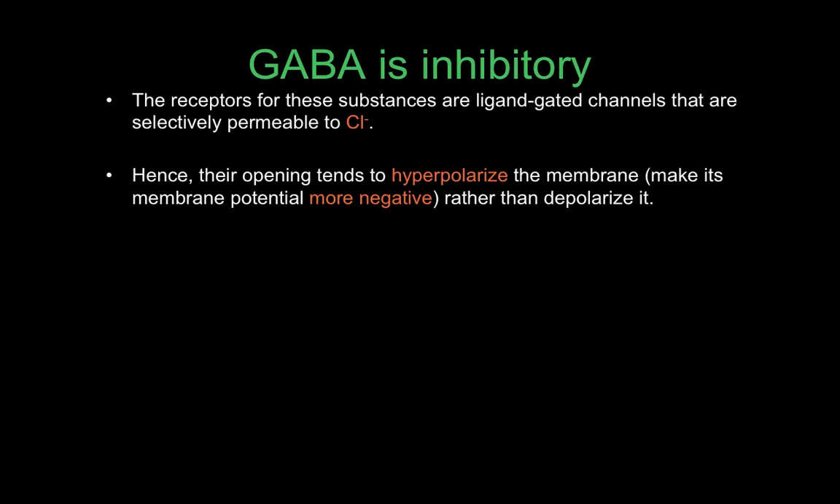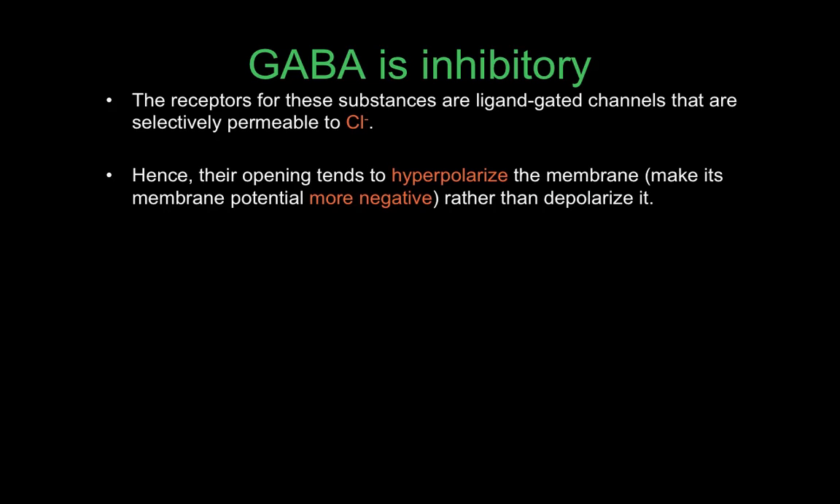But a depolarization would have been caused because there were Na+ ions coming in. But that is not what this neurotransmitter is doing. This neurotransmitter is not like acetylcholine or glutamate, where when the ion channel is open, Na+ comes in. No, GABA is inhibitory. It opens chloride ion channels.